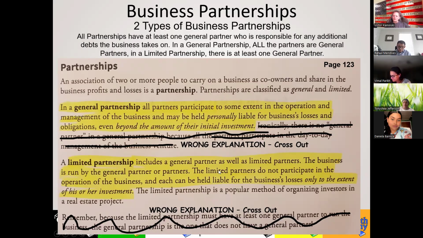All the other partners do not work in the business. They're just investors. So the only thing they risk is their initial investment in the business. They cannot be held liable if the business takes on any additional debts, takes out any new loans, etc.